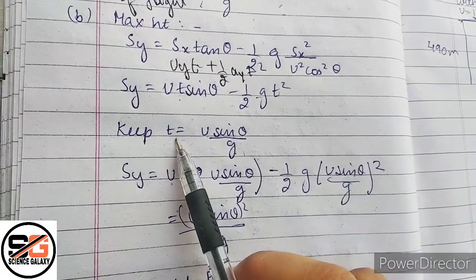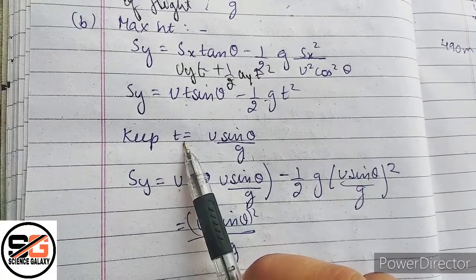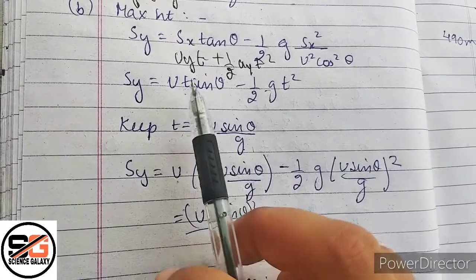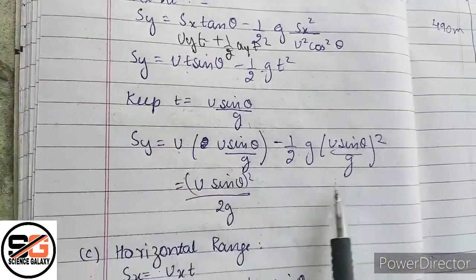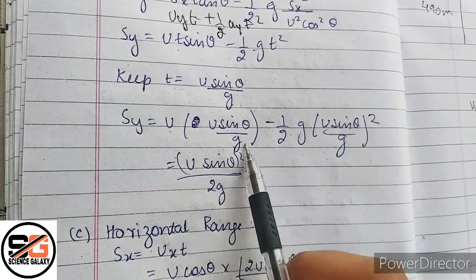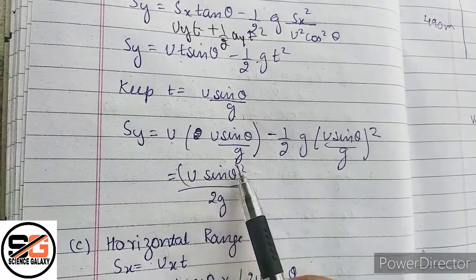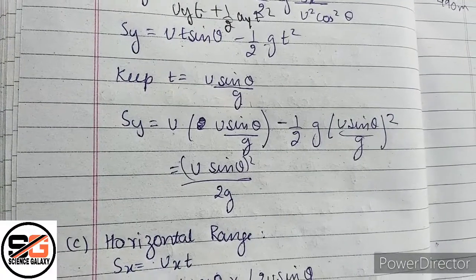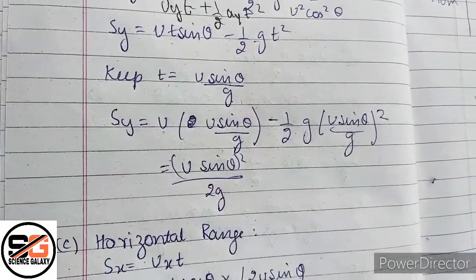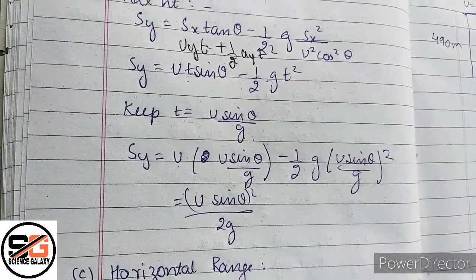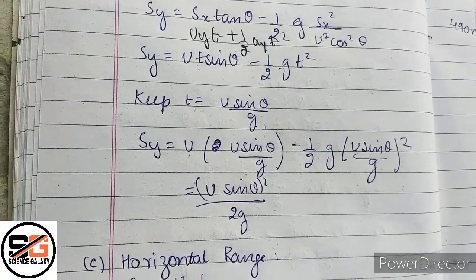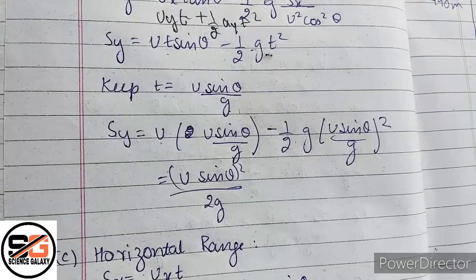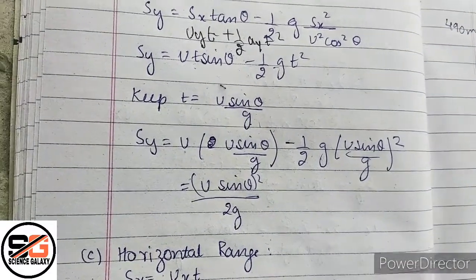And we know that time for maximum height is u sin theta upon g. We put the value of time here and get the maximum height to be (u sin theta) whole square upon 2g. This is the maximum height covered by the object under the projectile motion.